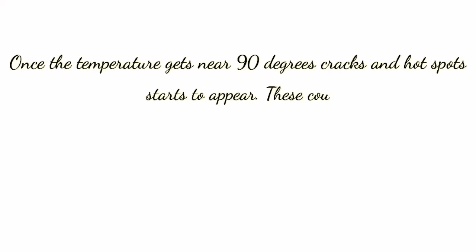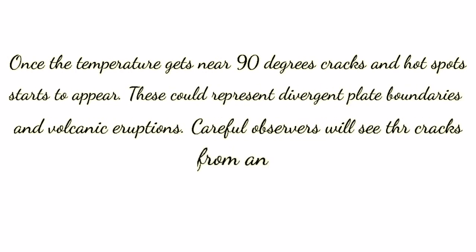Once the temperature gets near 90 degrees, cracks and hot spots start to appear. This could represent divergent plate boundaries and volcanic eruptions. Careful observation will show the cracks form and widen.